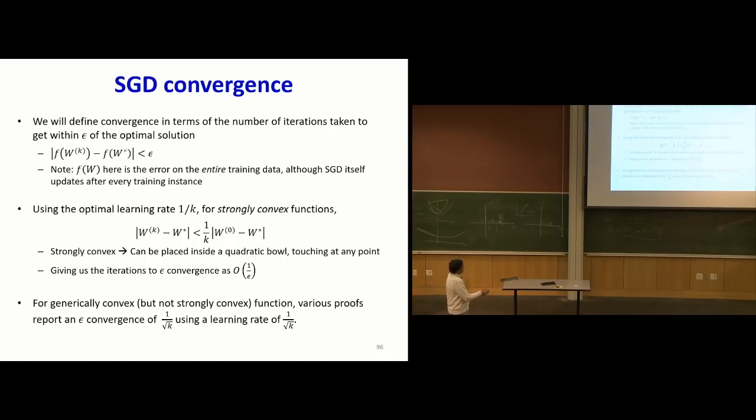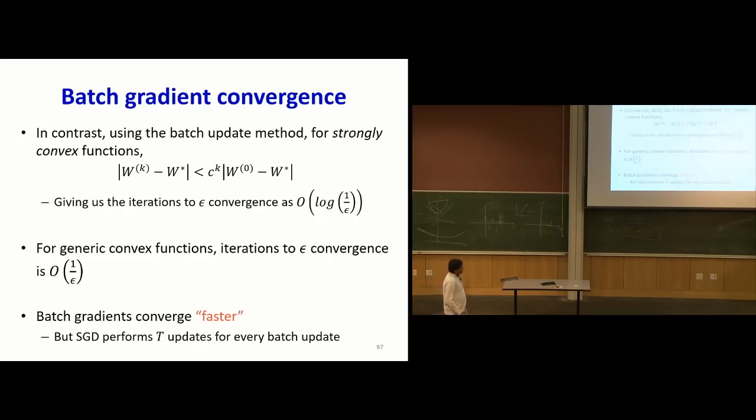Over here, the time taken, even for a strongly convex function, is of the order of 1 over epsilon, whereas for batch updates, it's of the order of log of 1 over epsilon. That's so much faster, right? So batch updates can be expected to converge in far fewer iterations.